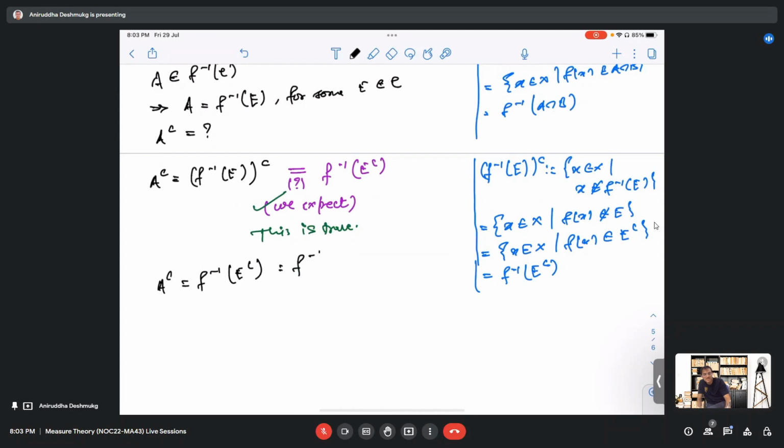Now E complement can be written as a disjoint union of some Fj's, j from 1 to n, where these Fj's belong to C. Now what do we expect from here?